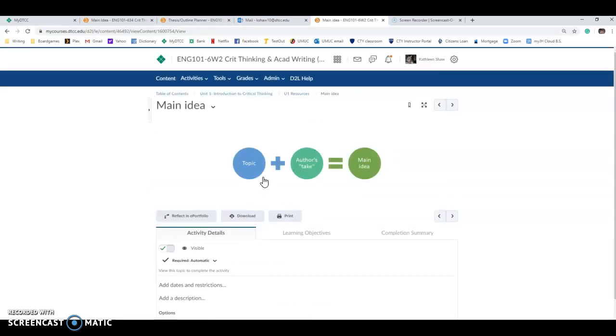A thesis statement is sometimes called a main idea. And you can see that the way that you construct a main idea is by taking your topic and what you want to say about it, and that's what creates your main idea.